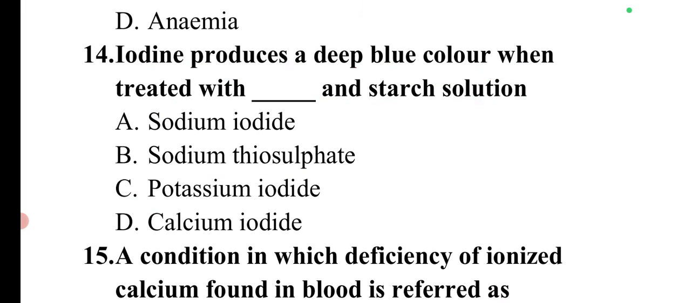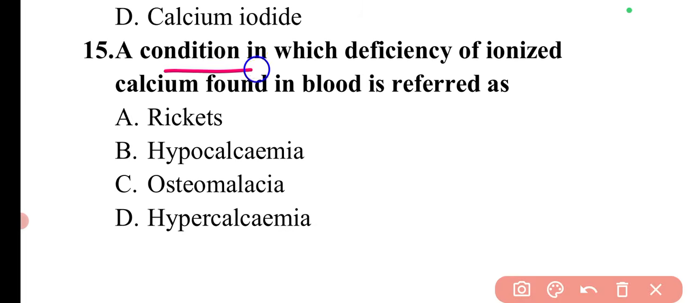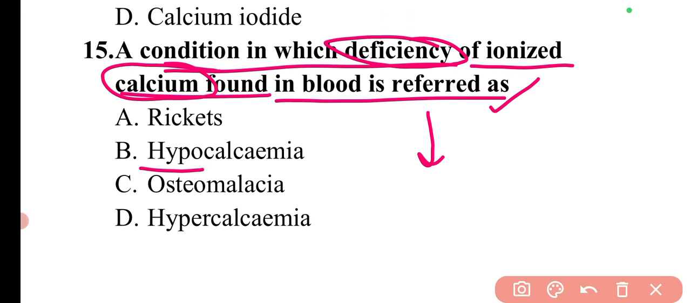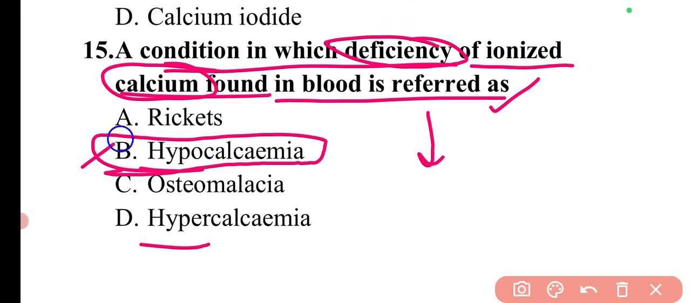Next question is, a condition in which deficiency of ionized calcium found in blood is referred to as. So the condition in which there is a deficiency means it will be a low quantity of calcium. So if you can see, it is hypo, so it will be hypocalcemia. It is characterized by low calcium levels.